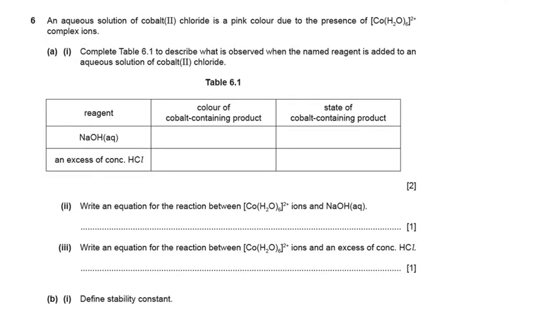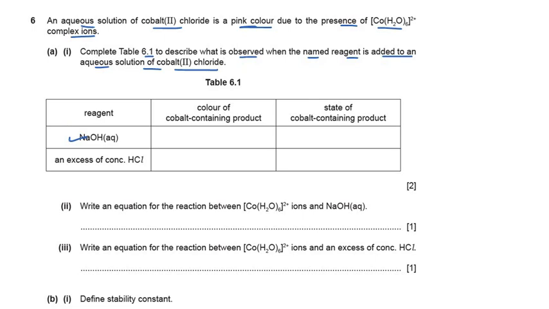Question 6 again seems to be something related to some cobalt complex. We read that an aqueous solution of cobalt chloride is pink in color due to the presence of the [Co(H2O)6]2+ complex ion. Complete table 6.1 to describe what is observed when the named reagent is added to an aqueous solution of cobalt(II) chloride. Now cobalt(II) chloride is pink in color, that is specified, and the reagent added is NaOH.